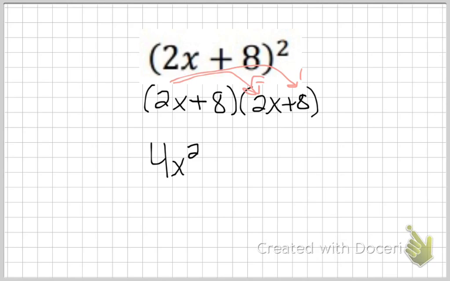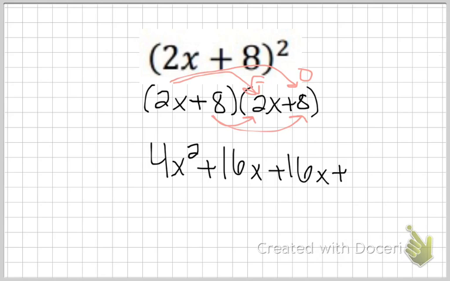Then it's the outer terms. 2x times 8. That is a 16x. We will move on to the inner terms. 8 times 2x, again, 16x. Finally, we have 8 times 8, and we get a positive 64.